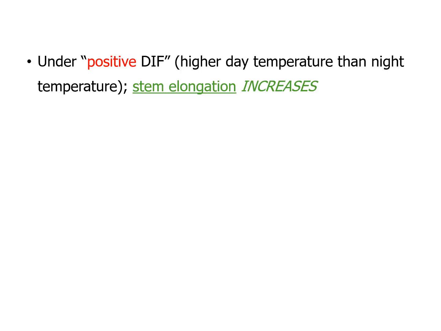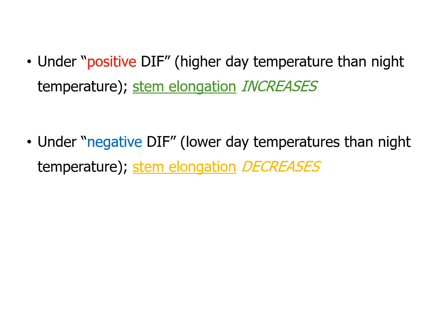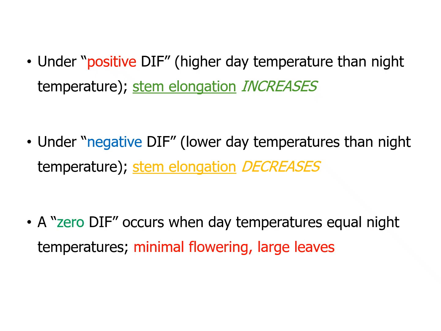So under positive diff, we have stem elongation. Under negative diff, we have decreased stem elongation. And under zero diff, we tend to have larger leaves and minimal flowering. So zero diff meaning no difference. Zero diff tends to not be used very often in the ornamental world, but it can be used in the vegetable world if we're trying to impact what we call vegetative generative balance in a crop.